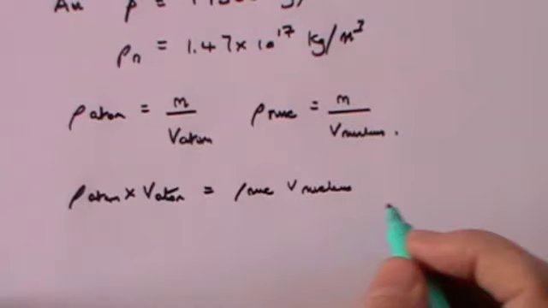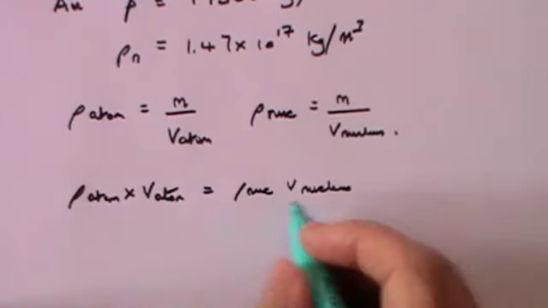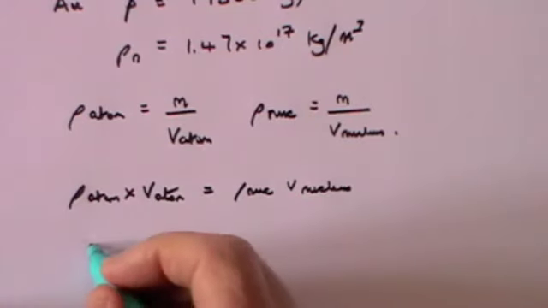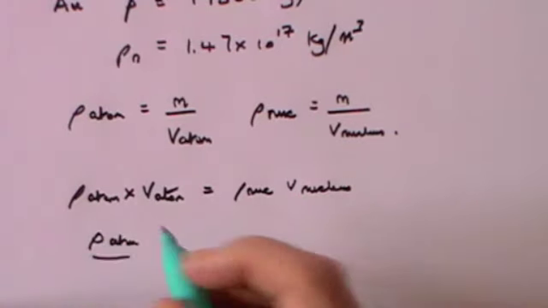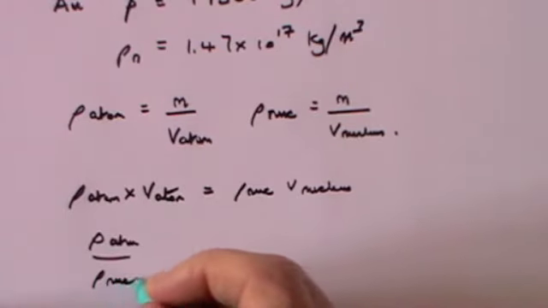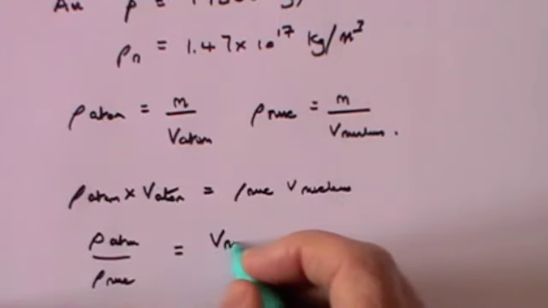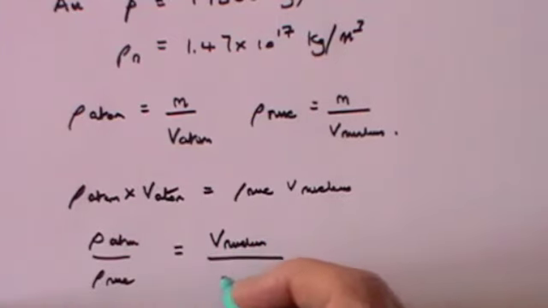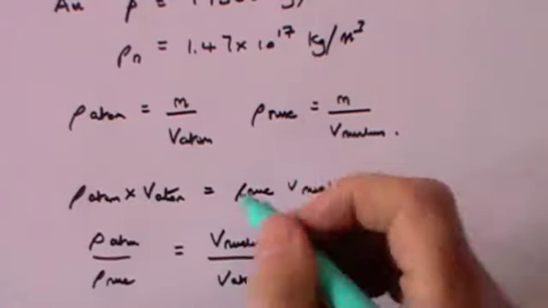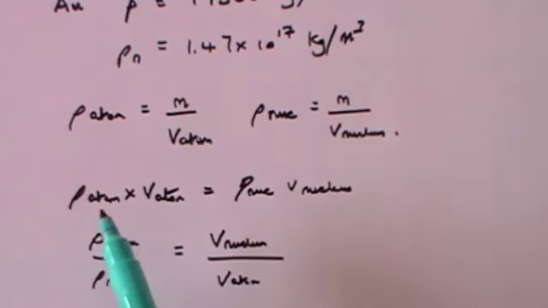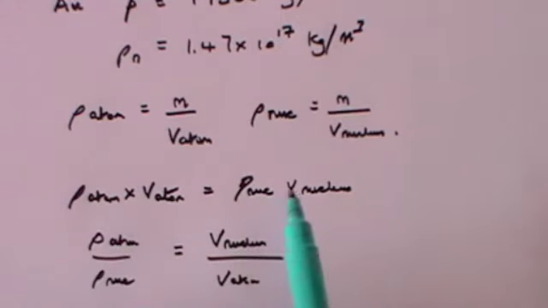And if we now divide rho by rho, you get rho of the atom divided by rho of the nucleus is equal to the volume of the nucleus divided by the volume of the atom. I've just taken, this is rho incidentally in case you think it's this. So if you divide both sides by rho nucleus, you get rho of the atom divided by rho nucleus. If you divide both sides by the atom, you get volume of the nucleus divided by volume of the atom.